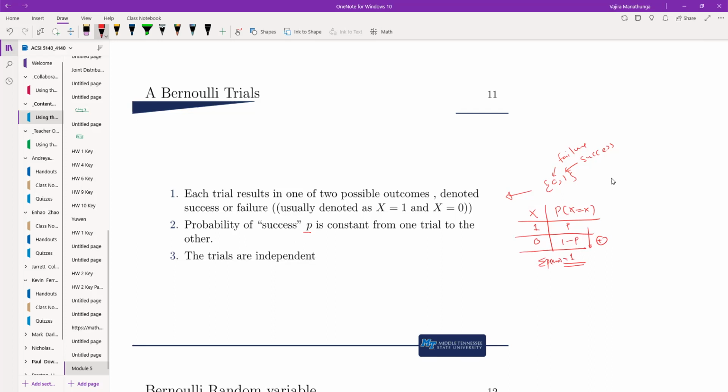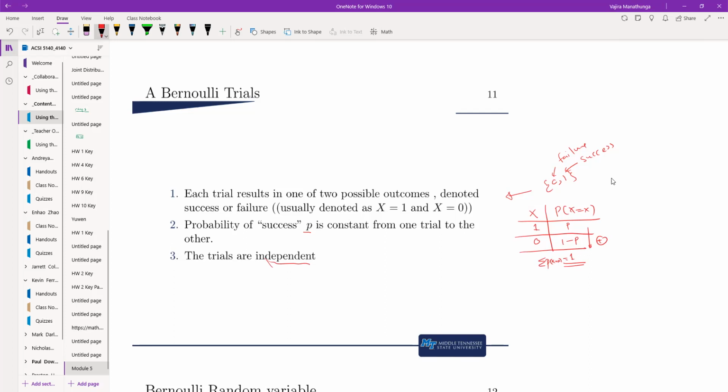Another thing about this Bernoulli trial: trials are independent. That's really needed when we go to the binomial distribution. In Bernoulli trials, you have only one single trial. So this statement is there to develop the binomial distribution.